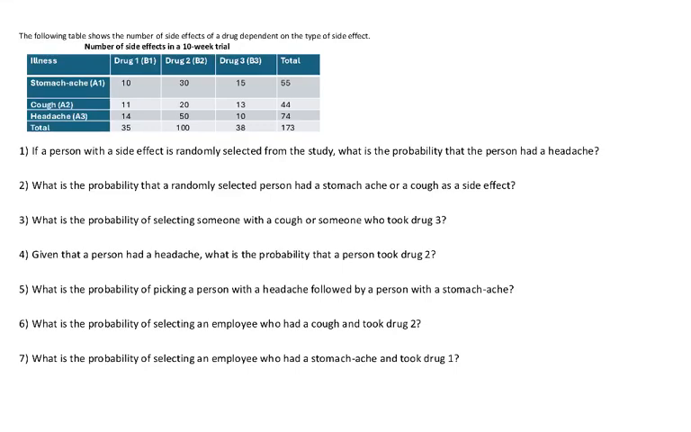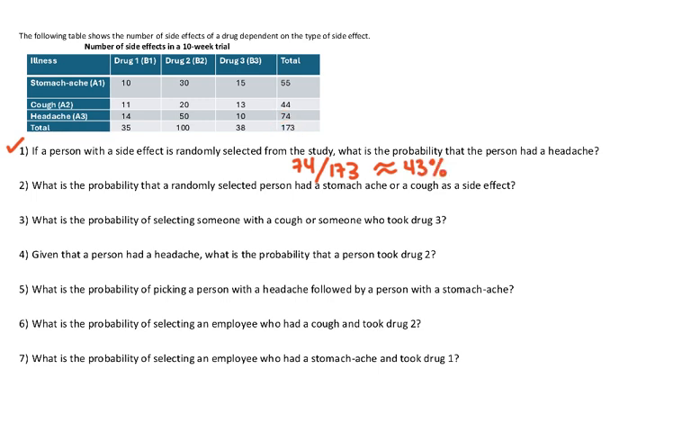Okay, let's put all the ideas together. Here's another contingency table, and we've got lots of questions to go through. So let's start on the first one. If a person with a side effect, so any of these, stomach, cough, headache, is randomly selected from the study, what's the probability he had a headache? So again, we're not interested in whether he took drug 1, 2, or 3. So all the people who had a headache, there were 74 out of a total of 173, which is about 43%. I'm just going to round to the nearest whole number percent.